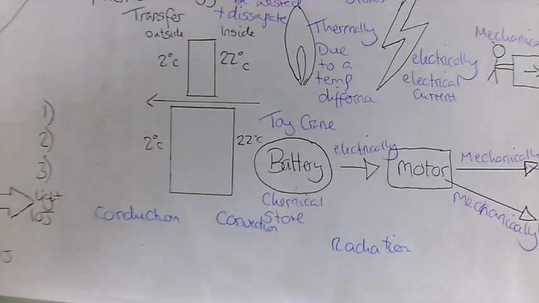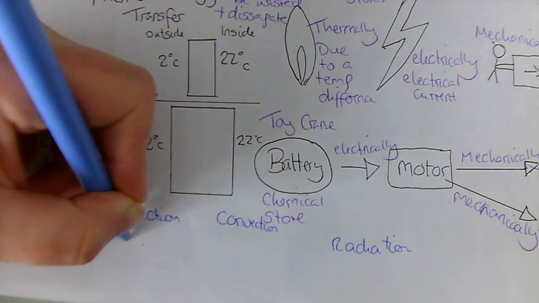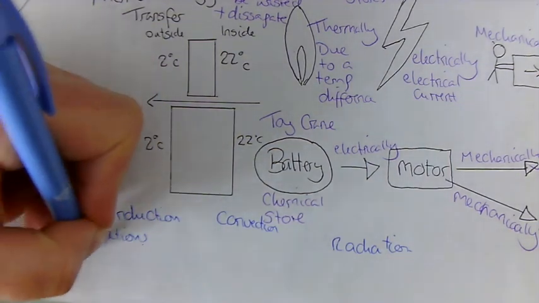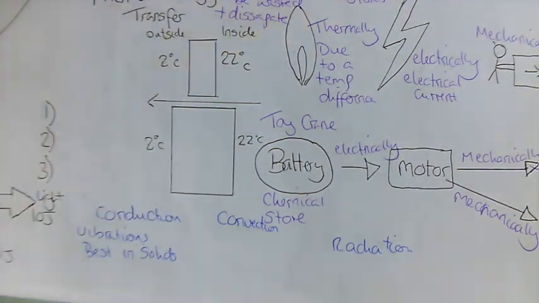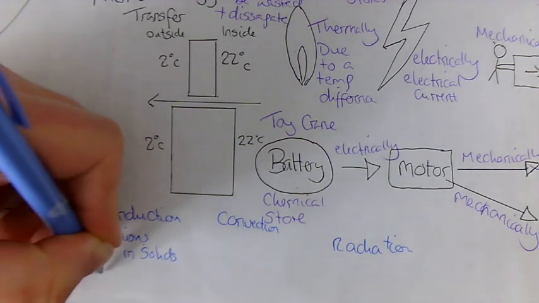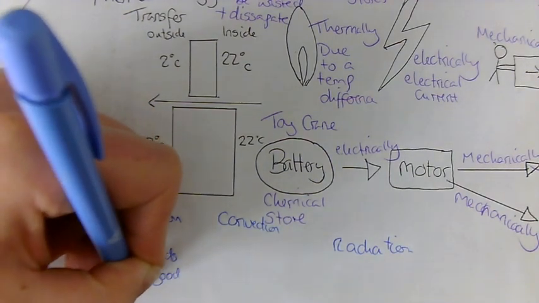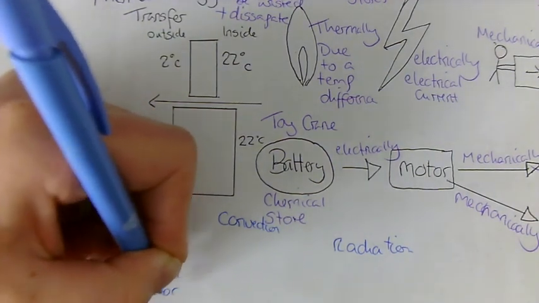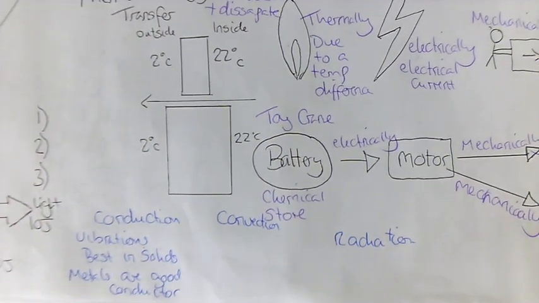So conduction is passed on via vibrations and is best in solids as they are close together. So metals are good conductors because they have delocalized electrons, which can then move around and bump into the other parts of the structure and pass on the energy.